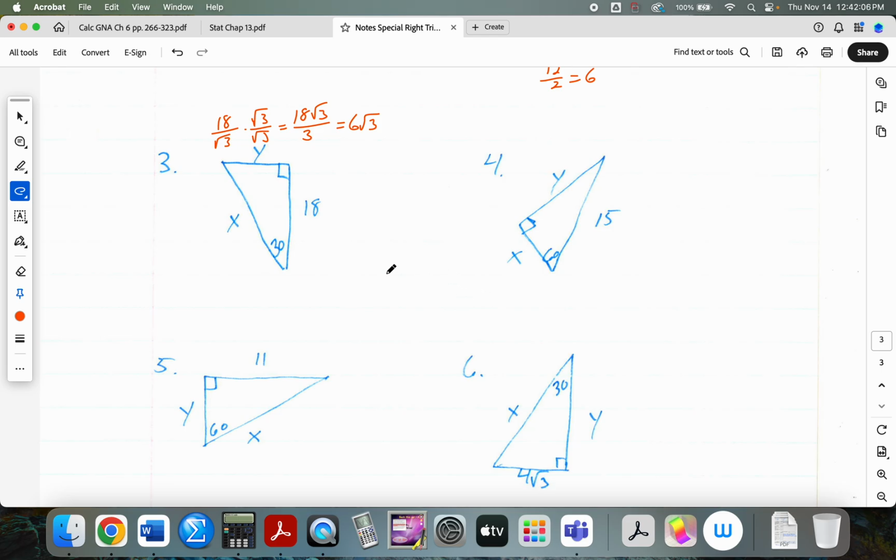Again, many of you will get to the place where you can just look at that and go, oh, this is 18, so if I divide by the square root of 3, I'm going to end up with 6 square roots of 3. And if you can, great. I'm all for it. If you can't, I'm not judging you. So if the short leg is 6 square roots of 3, what do I do to the short leg to get the hypotenuse? Multiply by 2. 6 square roots of 3 times 2 is 12 square roots of 3.